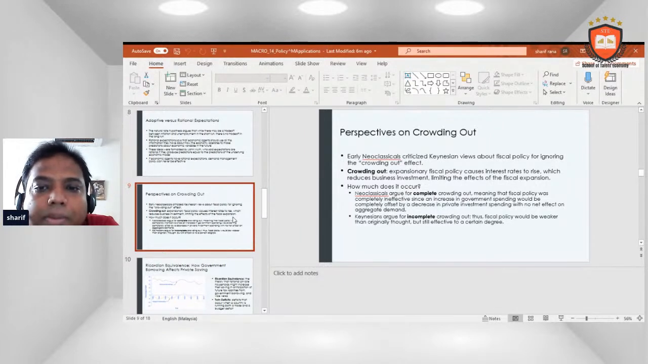Neoclassicals argued for complete crowding out, meaning that fiscal policy was completely ineffective, since an increase in government spending would be completely offset by a decrease in private investment spending, with no net effect on aggregate demand. Keynesians argue for incomplete crowding out, so fiscal policy would be weaker than originally thought, but still effective to a certain degree.